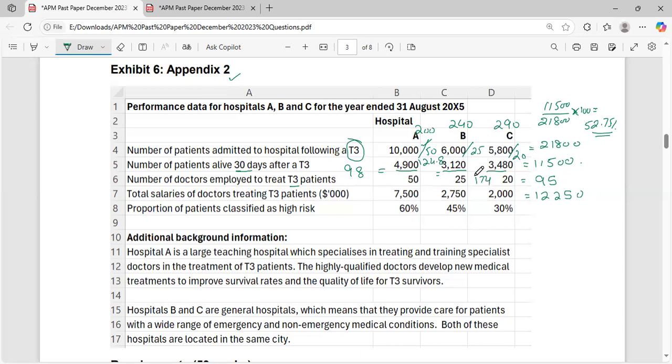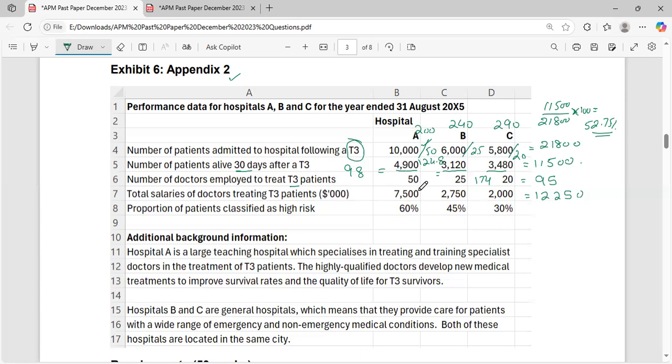Let me check the second one. 3120 divided by 20, it's 124.8. It is 98. So doctors are very low in comparison with the patients. Although we don't have any benchmark for the comparison, we can say that this number is quite high. That is 174 patients for one doctor, 125 patients almost for one doctor, even 98 patients for one doctor.